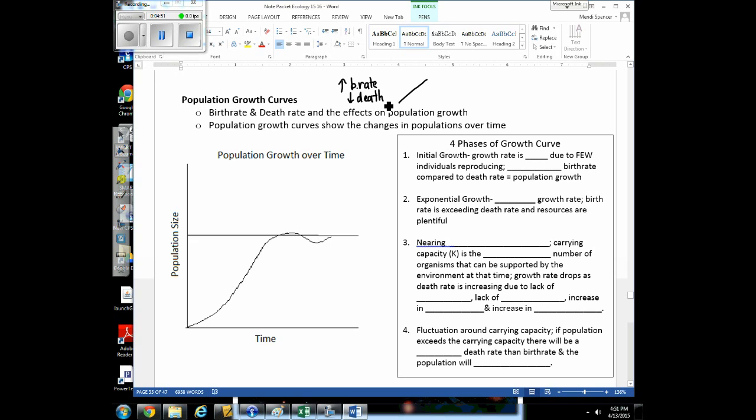When we have zero population growth, that means the birth rate is equal to the death rate. So if there's 4 organisms born, 4 die, you're going to have zero growth rate. Anytime we have a decrease in population, that means that there's a higher death rate than there is a birth rate.